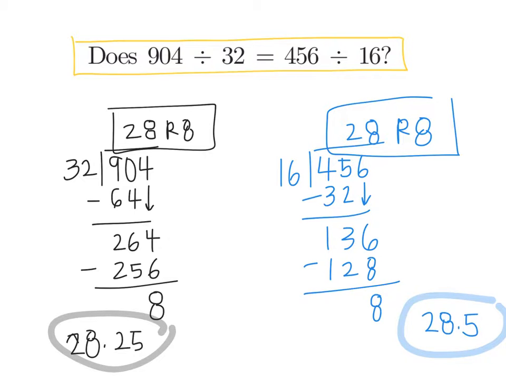Just because two division problems have the same whole number quotient and the same remainder, does that mean they have the same value? No. So what do you need to do in order to find the true value? You have to regroup like we did and keep dividing. Does that make sense? Okay.